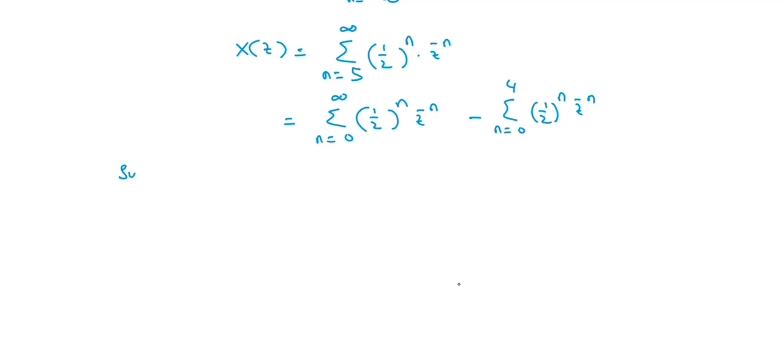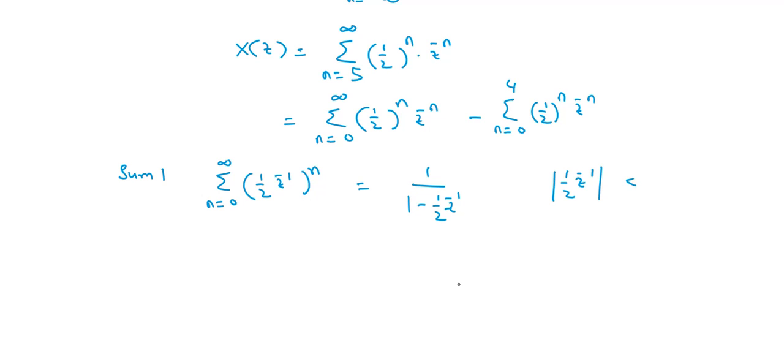So the sum 1, that is summation n is equal to 0 to infinity 1 by 2 z inverse whole power n, is basically an infinite series, and it is given by 1 by 1 minus 1 by 2 z inverse, provided that the modulus of 1 by 2 z inverse is less than 1. So in other words, mod z is greater than 1 by 2. So that is the ROC for this particular sum. Now let us look at the sum 2.